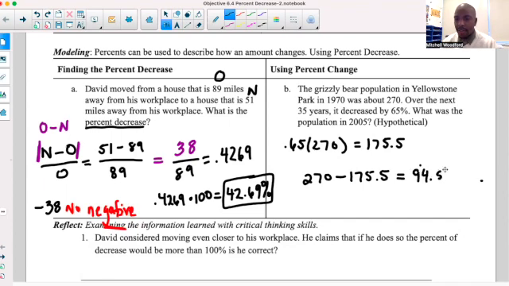94.5. Now, obviously, we are talking about grizzly bears, so I wouldn't recommend you put a half a bear. You can say approximately 94 grizzly bears.